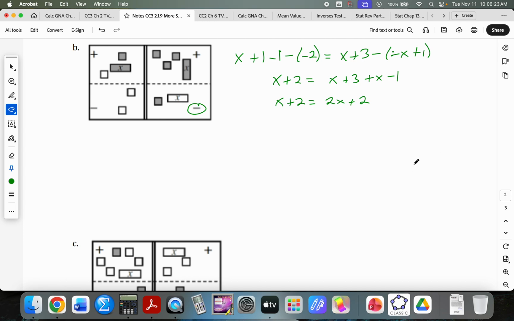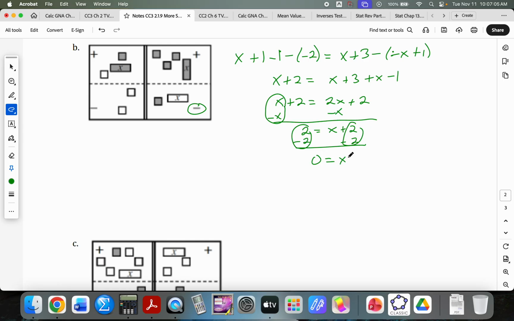So at this point, do the 0 pair with the x's first. So I'm going to subtract x from both sides. That's a 0 pair, so I have 2 equals x plus 2. Then what? Subtract 2 from both sides. And this is a 0 pair, and so is this. So I have 0 equals x. That is a perfectly good solution.